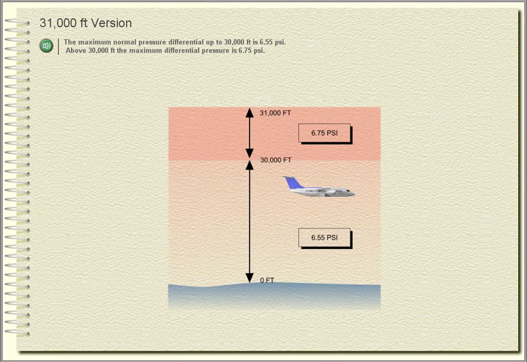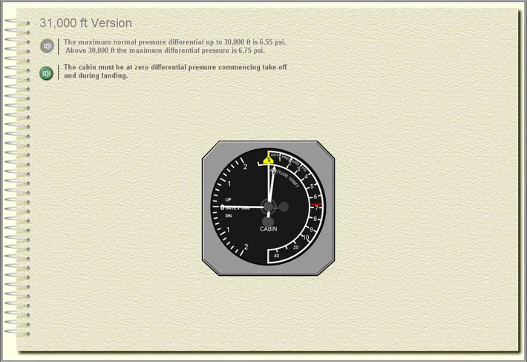(31,000 feet version). The maximum normal pressure differential up to 30,000 feet is 6.55 psi. Above 30,000 feet, the maximum differential pressure is 6.75 psi. The cabin must be at zero differential pressure commencing takeoff and during landing.